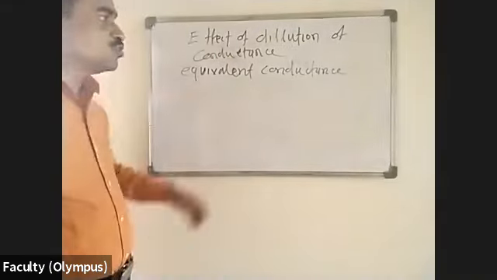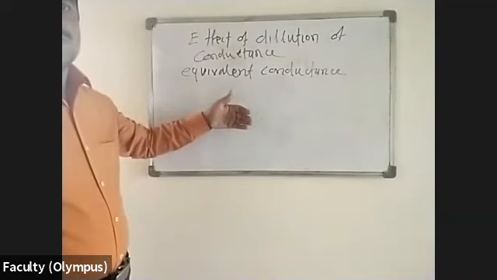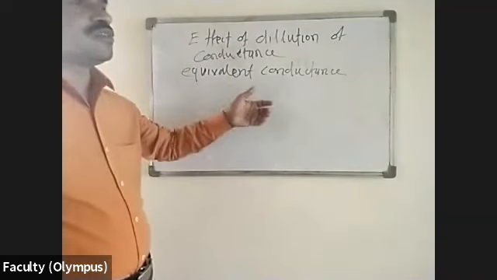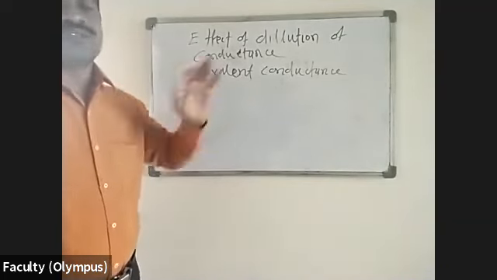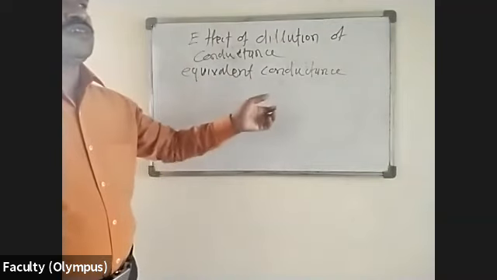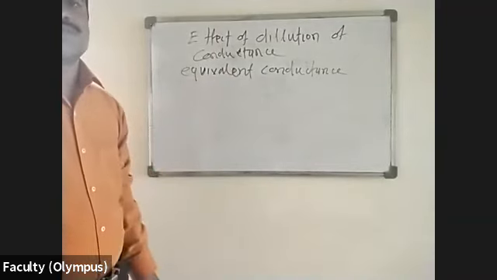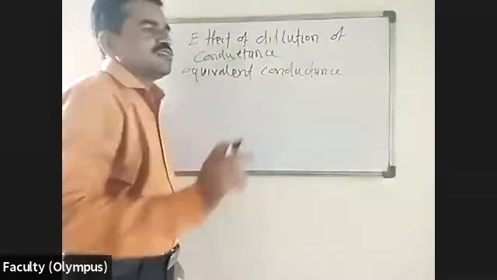Dissociation increases, whether it is a strong electrolyte or a weak electrolyte. Dissociation increases means the number of active ions increases. The number of active ions increases in the solution. Because of this, equivalent conductance increases.